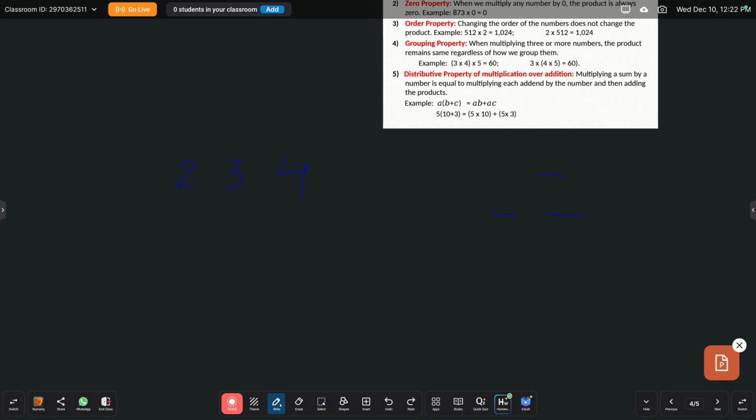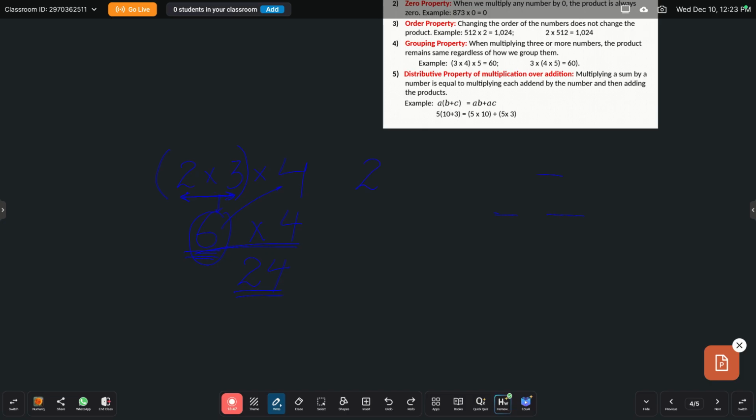I have to multiply these 3 numbers. In the first case, what I will do is I will first multiply these 2 numbers. What is 3 into 2 equal? It's equal to 6. After finding the product of these 2 numbers, I will multiply this product with the third number. That is 6 into 4, which is equal to 24. So I first multiplied the first 2 numbers, and the product that I got from there, I multiplied with the third number.